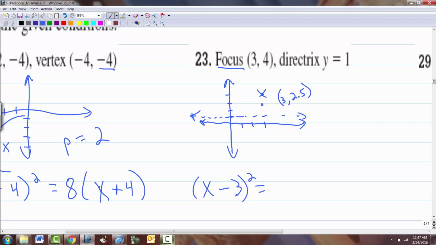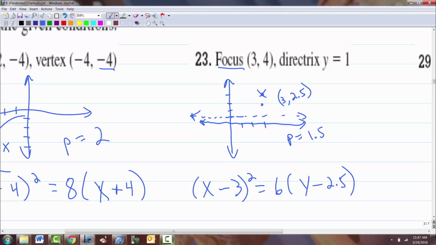Squared equals. What's P? 1.5. Same guy that got the vertex. So what's the number in front of the parentheses? 6. They beat you that time. Y minus 2.5. Get it? Okay. Well, we got a couple more things to do.